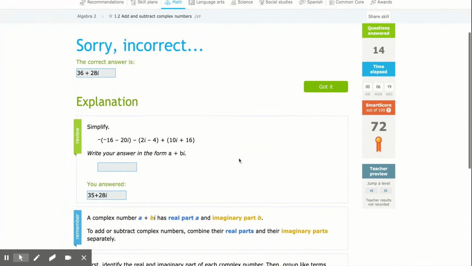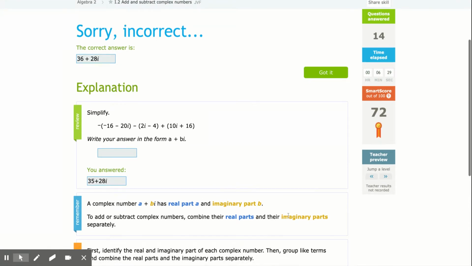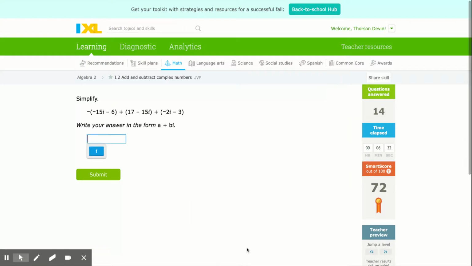Oh, what did I do? Oh, I typed in 35. Didn't I say 36? 16, 20. Yeah, I said 36. I messed up, typed in 35. Again, it's not IXL's fault. I made a mistake. I got it.